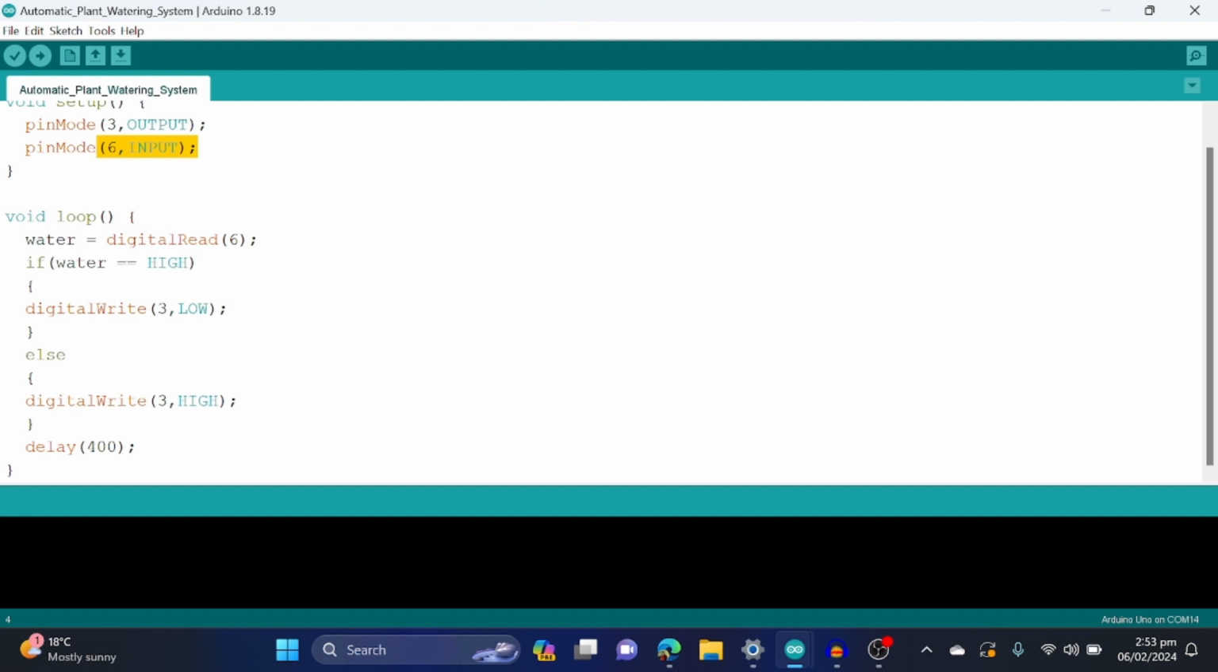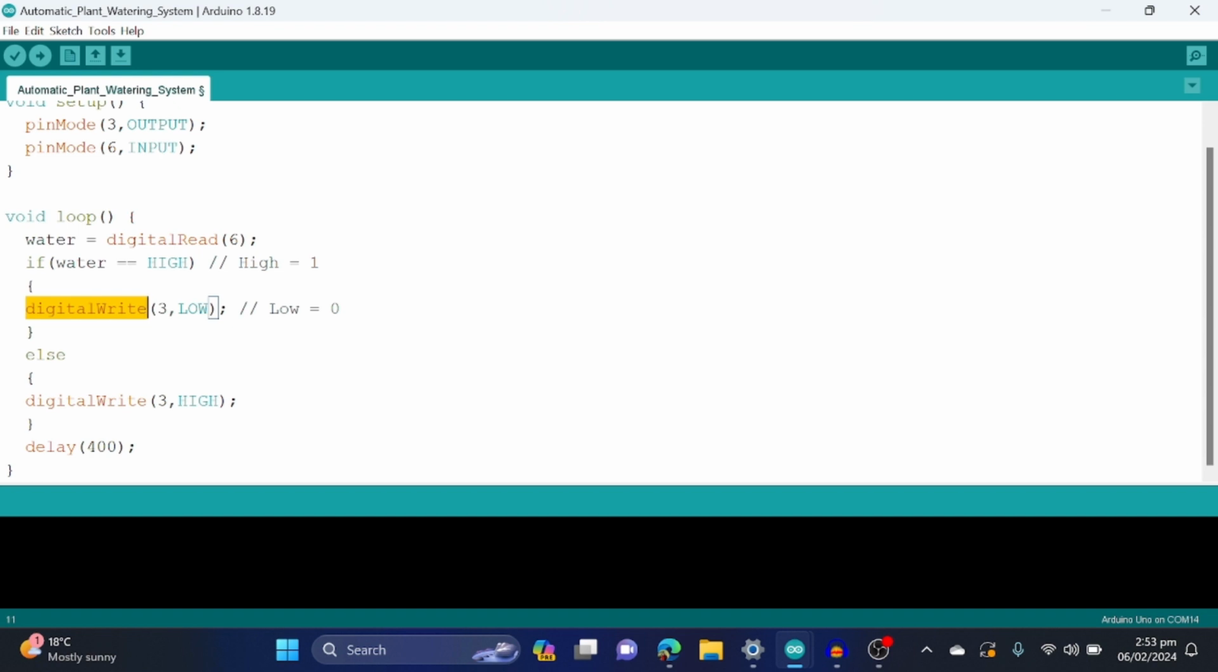Now what we want: if the water level is equal to high, if the water level is equal to 1, high means 1, let me write it here, high equals 1, and then I'm going to comment it. For commenting you use these two slashes, so it's a comment, it's not a part of the code. So high stands for 1 and low stands for 0. Again two slashes, low equals 0. So these are our variables. Then we are writing digitalWrite 3 LOW.